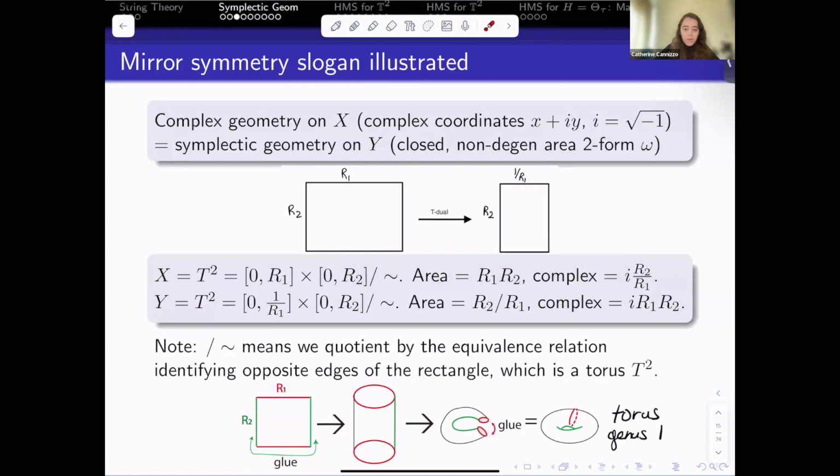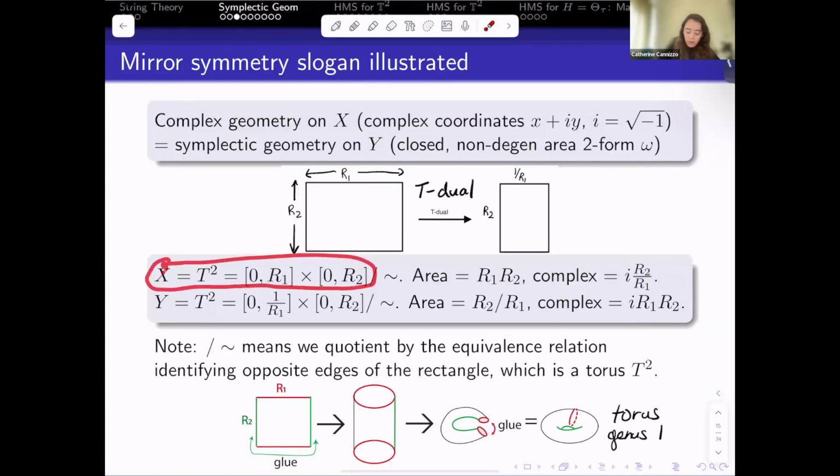This process of T-duality, what it does in this case is it inverts the length of this side. So this R1, I'm saying the length of this is R1, the length of this is R2. When you take the T-dual here, now the length becomes 1 over R1, and the other one is still R2. So let's look at the complex and the symplectic geometry of each of these.